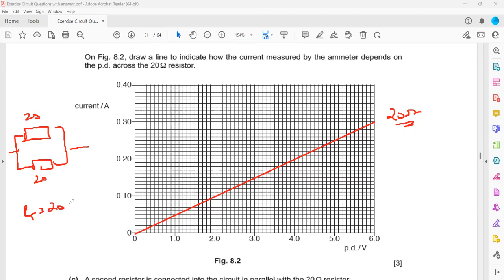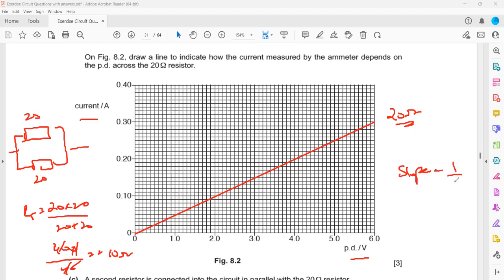The product divided by sum. So it will be 20 into 20 divided by 20 plus 20. So it will be 400 divided by 40, which is equal to 10 ohm. And here, in the current and voltage graph, what does the slope represent? The slope represents reciprocal of the resistance, inverse. So if the resistance is decreasing, what happened to the slope? The slope will increase. So the line will be steeper, like it will be above it.